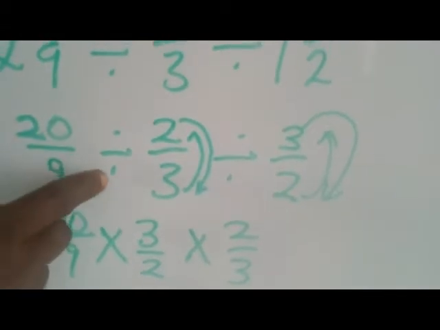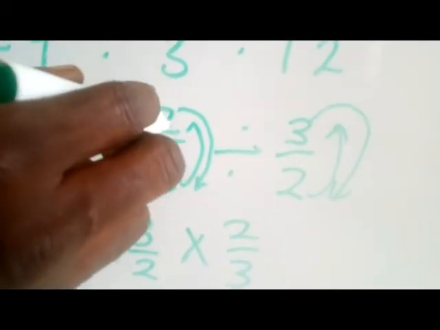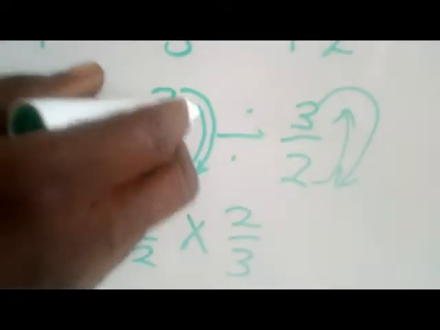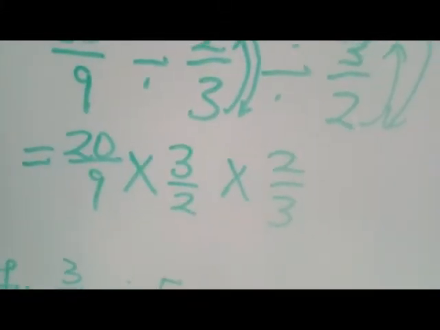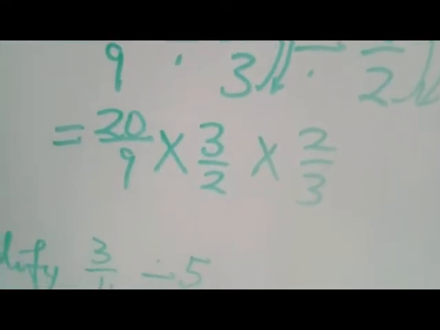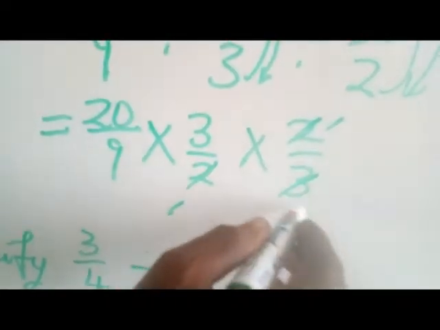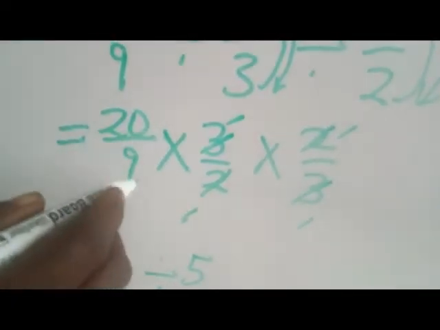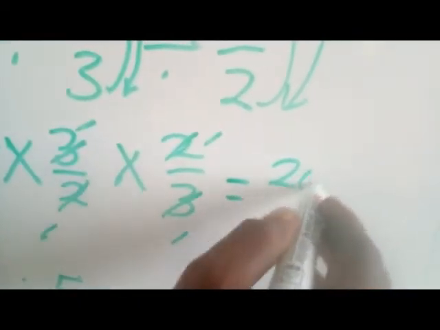So please take note of this particular point. Immediately when you want to change this sign to multiplication, you must change the number that is in front of the sign. The numerator will become the denominator, while the denominator becomes the numerator. Having done that, you now go for reduction. Reduce them to the lowest terms. So we're going to look at it. 2 cancels 2, 3 cancels 3. So what is remaining now is, if you multiply 20 times 1, it is going to give us 20, all over 9 times 1, which is going to give us 9.